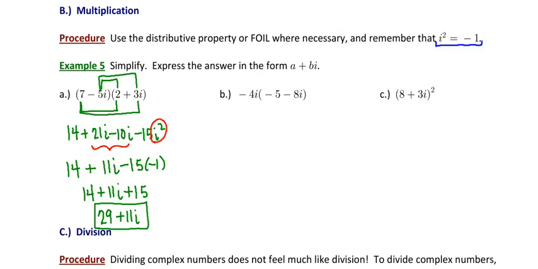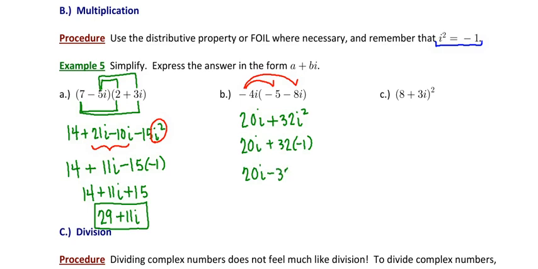We have the purely imaginary number negative 4i times the complex number negative 5 minus 8i. To simplify, we're going to use our distributive property. Negative 4i times negative 5 gives us 20i, and negative 4i times negative 8i gives us plus 32i squared. There's that i squared again. Remember, we replaced that with negative 1. So we have 20i minus 32.